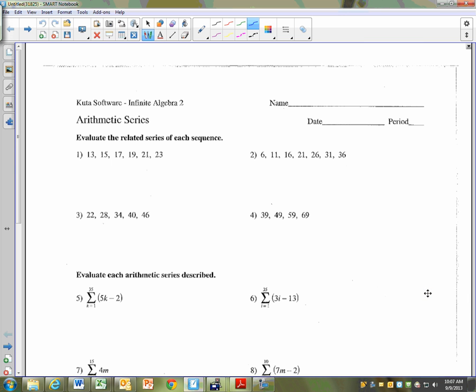Okay, so we're leaving sequences behind. We're just talking about series. So series is another way of saying sums. And it's arithmetic if it has what we call a constant difference.